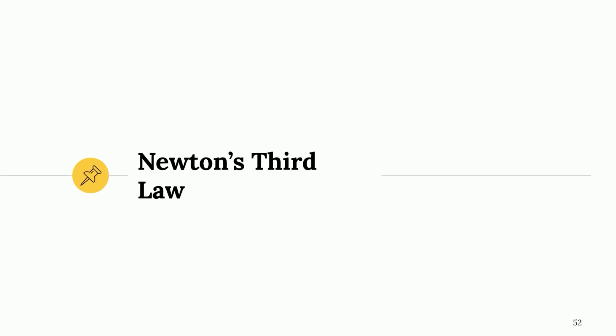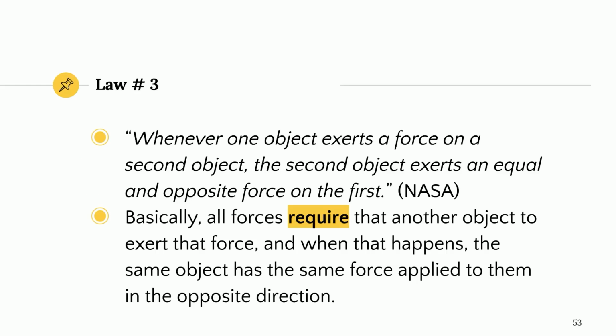Newton's third law. Whenever one object exerts a force on a second object, the second object exerts an equal and opposite force on the first. Basically, all forces require another object to exert that force. And when that happens, the same force is applied to the other object in the opposite direction.